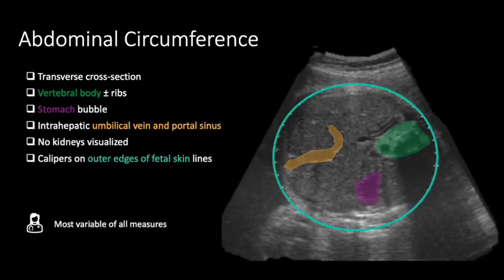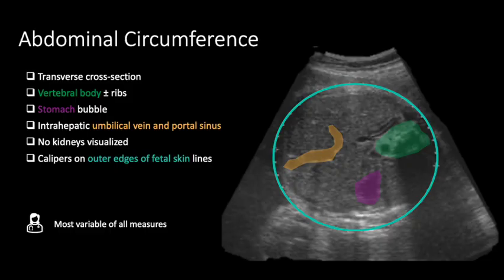Now, this is the most variable of all of the measurements that we take in fetal biometry, and most of that is because getting this particular angle can be super challenging. So it takes a lot of practice to be able to manipulate your probe while at the same time avoiding a baby that's moving too much and all those other things that can complicate this view.